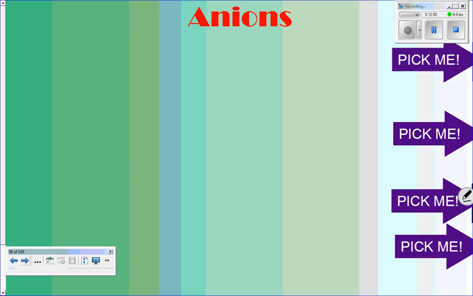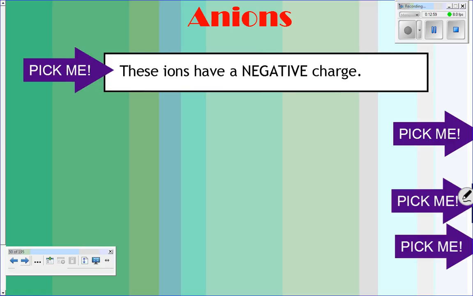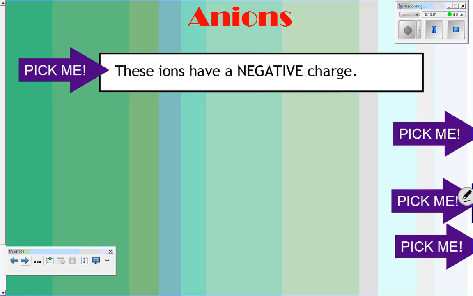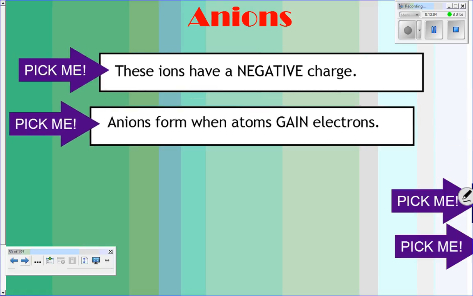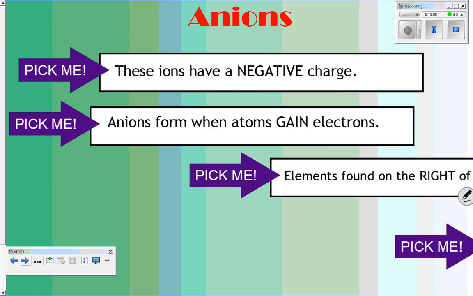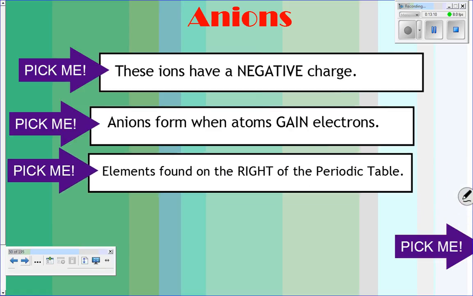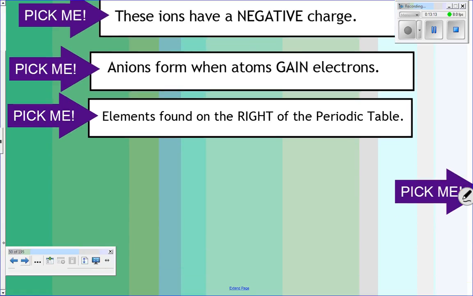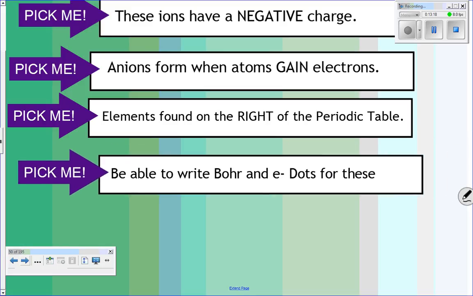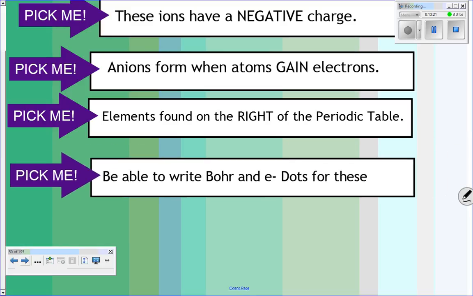Anions are the opposite of cations. So an ion is charged. It can be positive or negative. A cation is positive. An anion is negative. Anions form when electrons are gained. So cations form by loss, anions by gain. And these elements are found on the right side of the periodic table. So they tend to be the nonmetals. You should be able to do the same stuff with these that you did with the other ones. Again, you don't need to write this down, but these are the things that you need to be able to do.